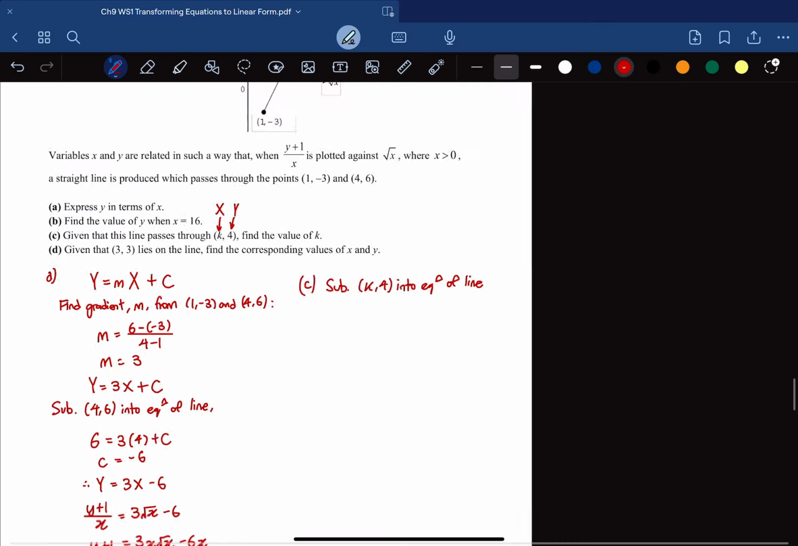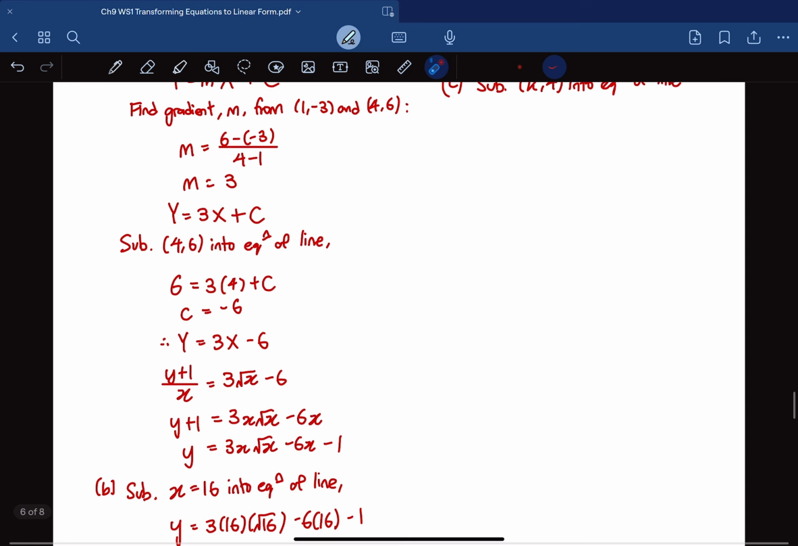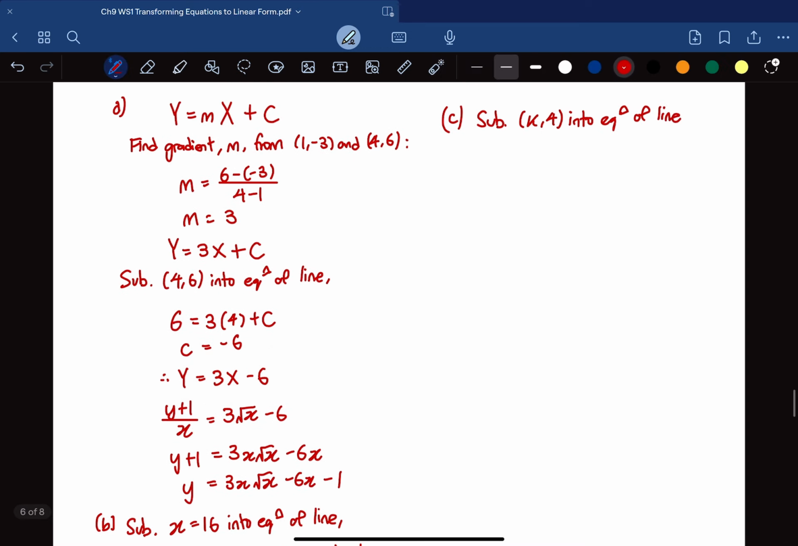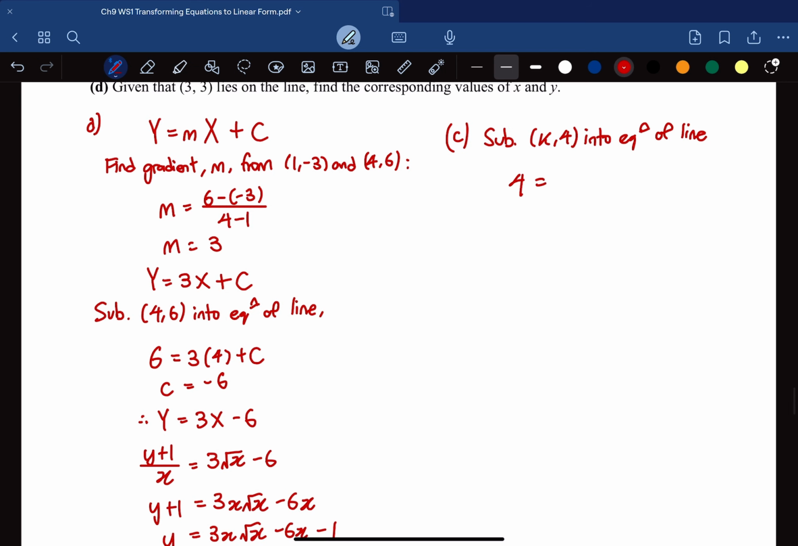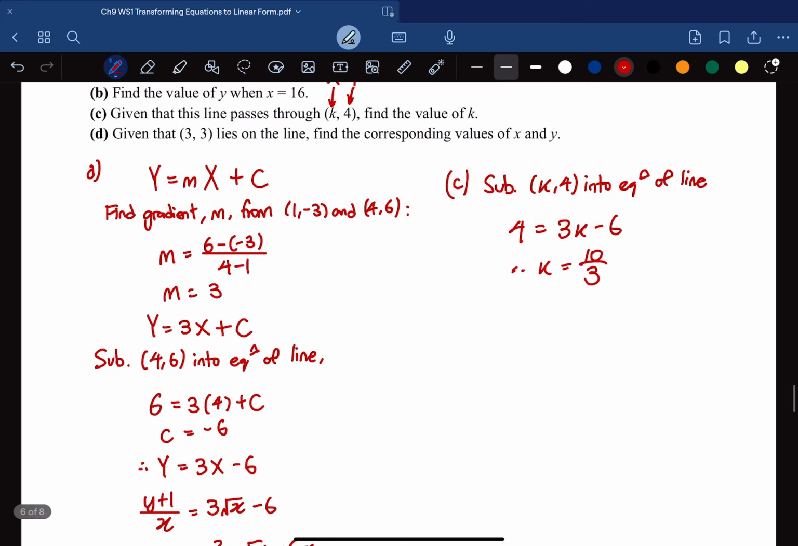So over here, sub this point k, 4 into the equation of line. And I use the equation of line from this part here. So using this point here, my y value is 4 equals to 3 times k minus 6. Therefore, k is simply equals to 10 over 3. This is for part C.